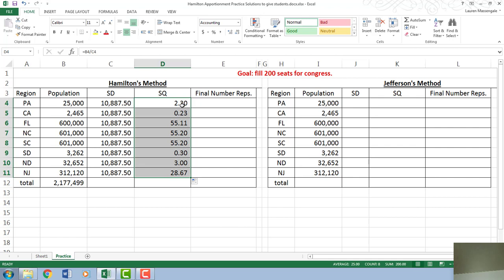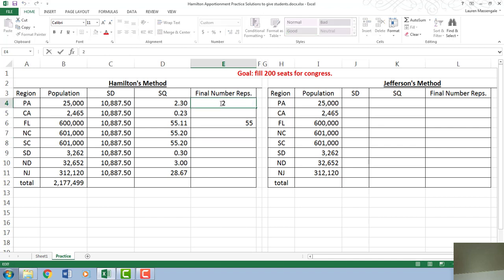And I hope you're thinking the same thing as me. Well, how do you have 0.3 of a person? You can't, right? So I'm going to look over here at my final number of reps. Now, instead of going through manually and truncating all these, I'm not going to round them. I'm just going to truncate them. Truncate means you get rid of the decimal portion. I don't feel like doing that by hand.